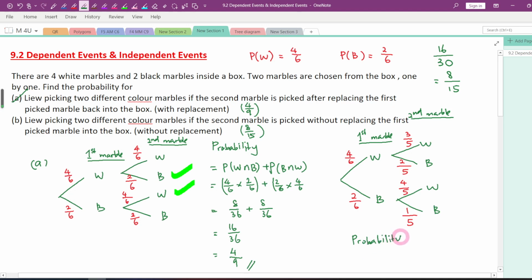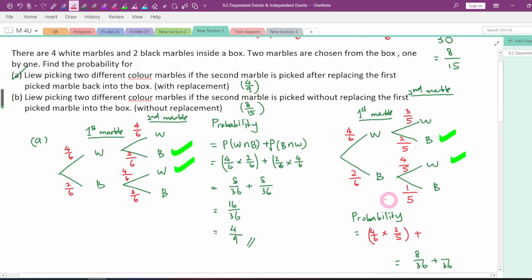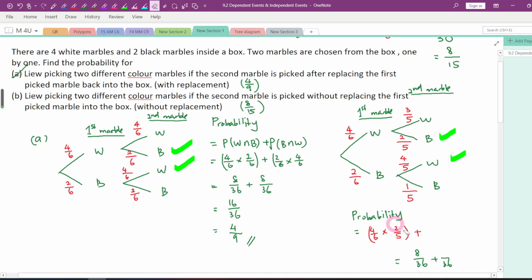Probability of getting 2 different color marbles. So we want white, black or black, white. We still can use this multiplication rule, but you will notice that the probabilities will actually change. So white, black will be 4 over 6 times 2 over 5, plus black, white, 2 over 6 times 4 over 5.